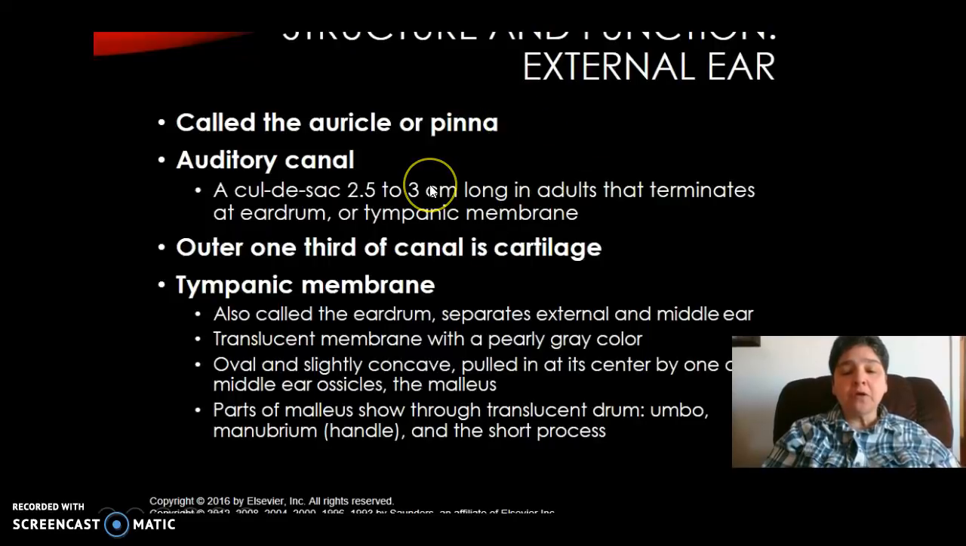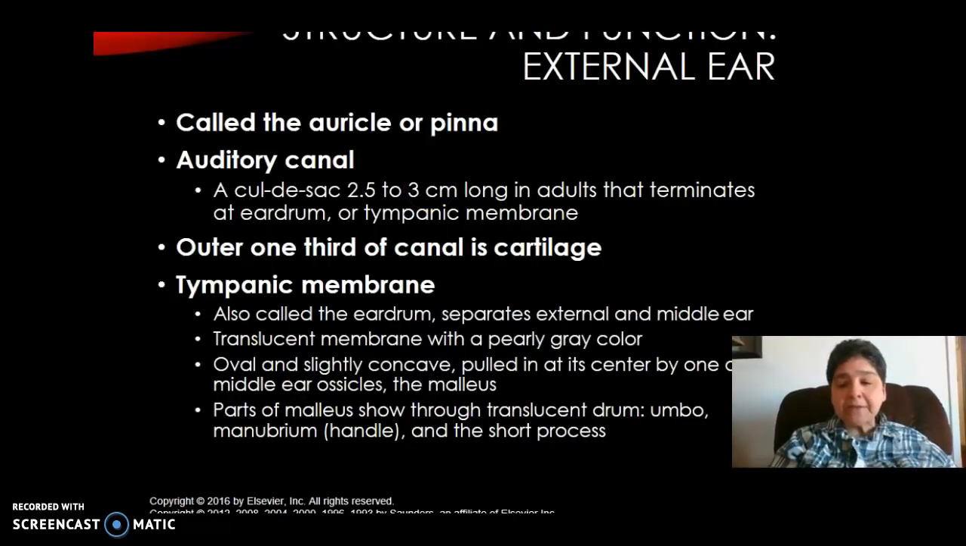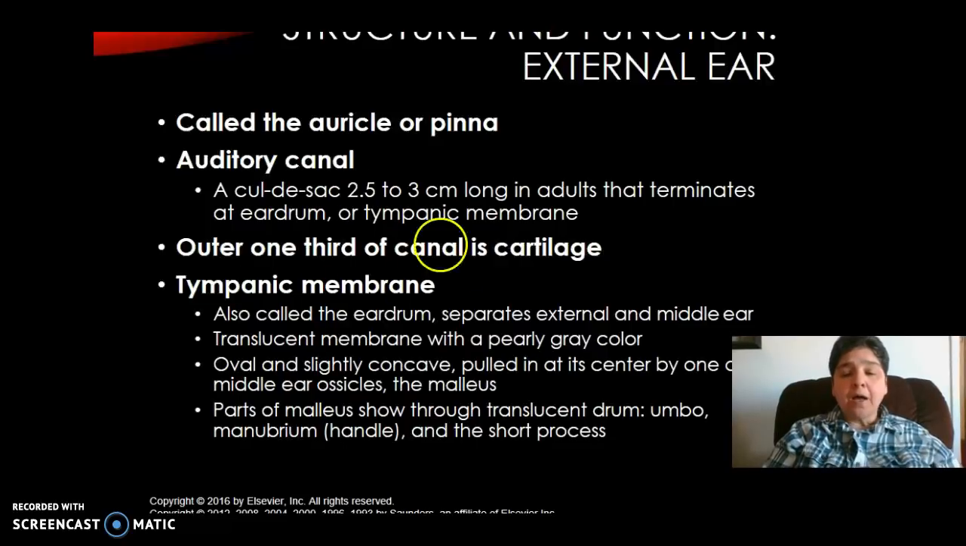The tympanic membrane, of course, is the eardrum. It separates the external and middle ear. When you look at it in class, you're going to see that it's kind of a pearly gray color. So think about the color of a pearl, but add a little gray into it. It's oval, it's slightly concave, so it pulls in, and it's pulled in by the little bone in there, the malleus. Remember, there's 3 bones in the middle ear, the malleus, the incus, and the stapes. Hammer, anvil, and stirrup, also known by those.